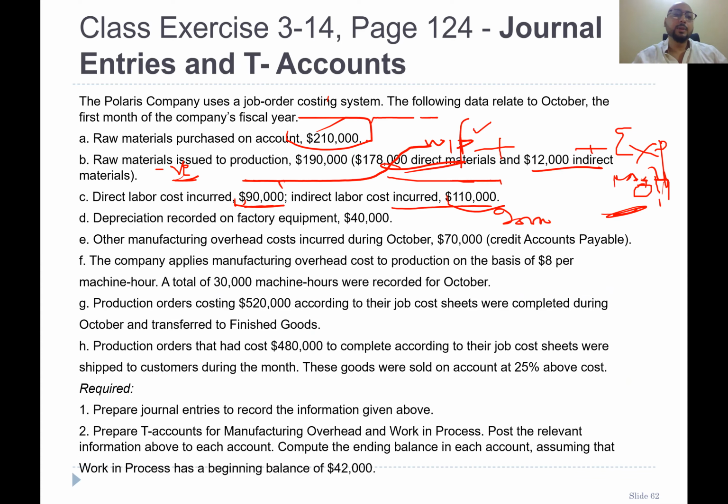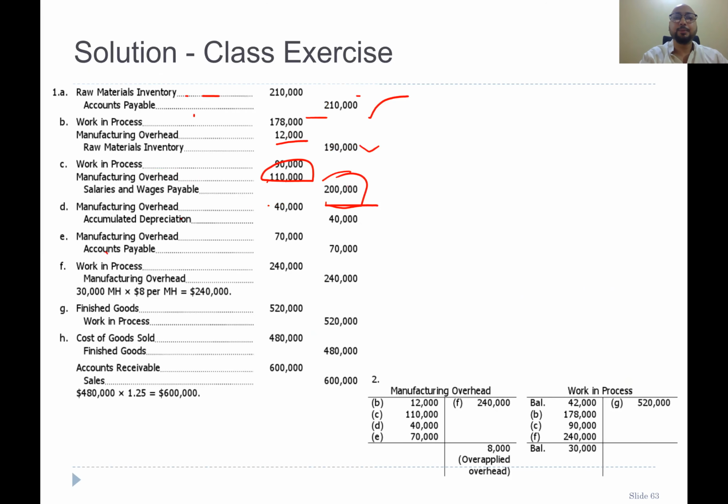accumulated depreciation. E, other manufacturing overhead cost incurred during October, which means we need to create a liability. We are not paying yet, we will pay later. So we create liabilities. Other expenses belong to manufacturing overhead. So the entry would be manufacturing overhead to accounts payable, right?